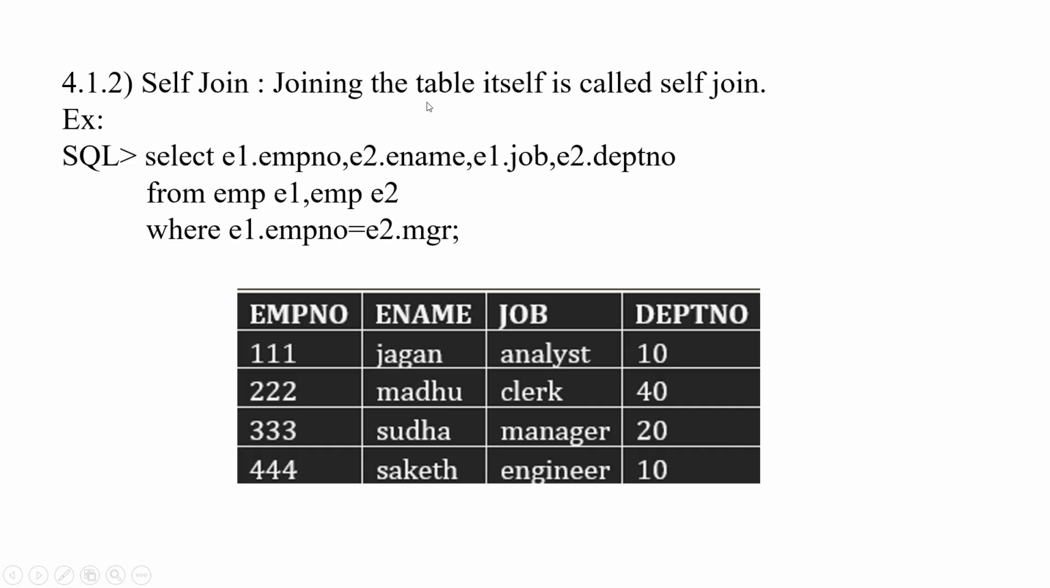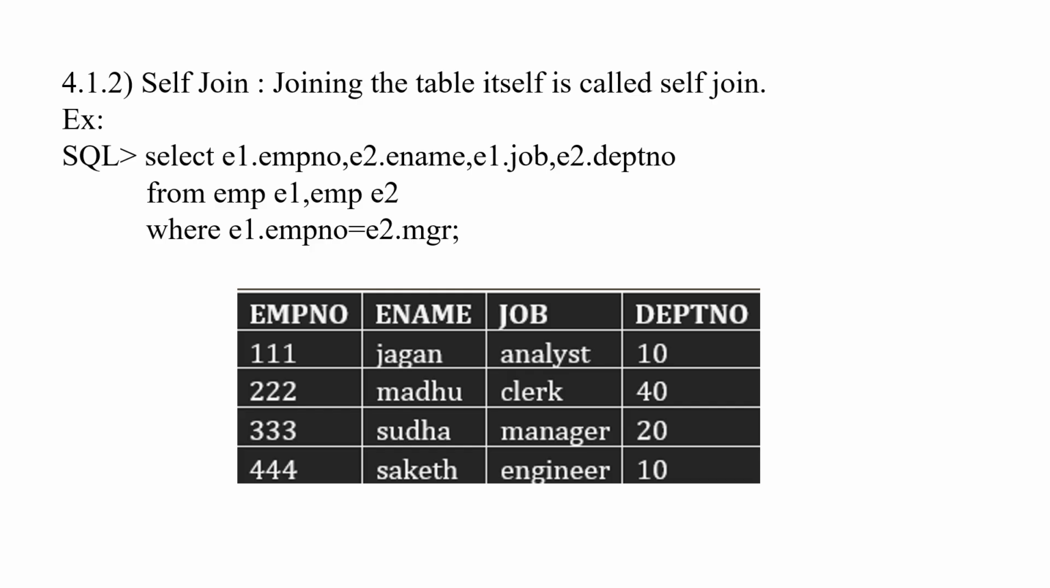The second one is self join. Joining the table with itself is known as self join. Here only one table is used in this operation, whereas it is joined within itself. This is the syntax of a self join using the employee table.